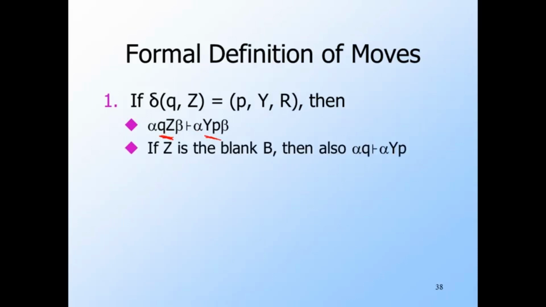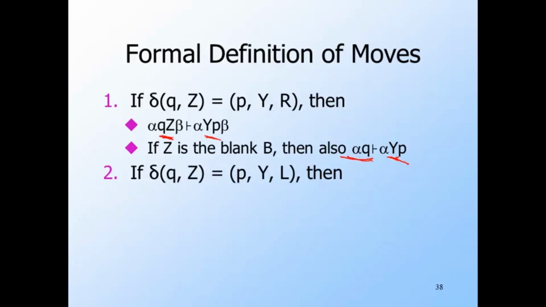There's a special case when Z is blank. Then it is additionally possible that from an ID with Q at the right end, which means that a blank is being scanned, the next ID replaces the Q by YP. That is, the blank which we didn't see in alpha Q has been replaced by Y, and the state Q became P, P of course moving to the right of the Y that it just wrote.